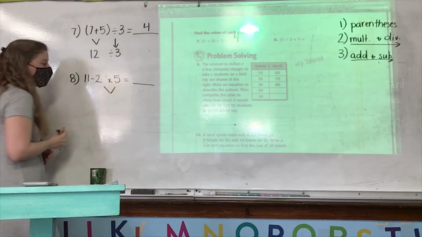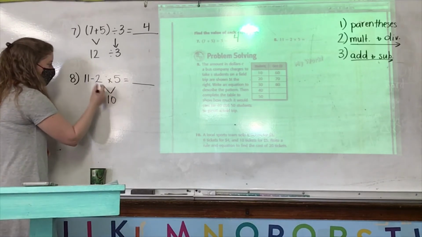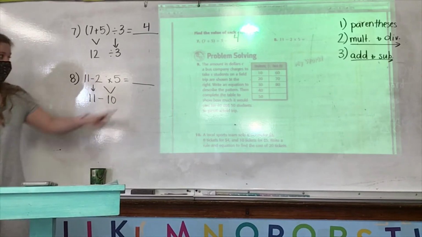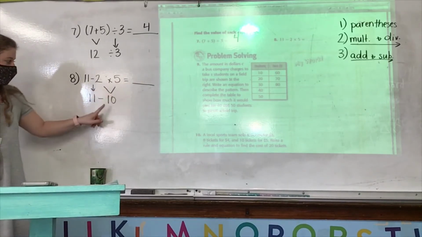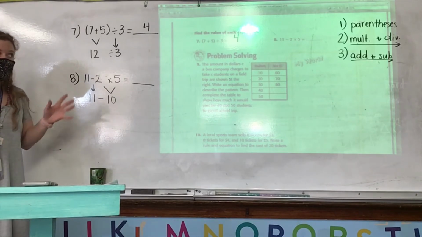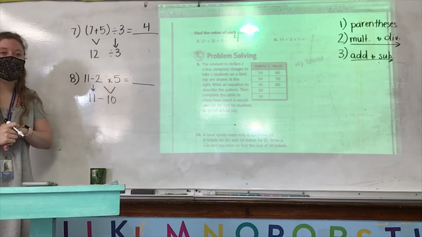So we draw our caret. 2 times 5 equals 10. We bring down. So we have 11 minus 10. We have no variable here. We only have one operation left, so we don't have to do another caret. Do I have any more multiplication or division to do? No. So I move on to step 3.